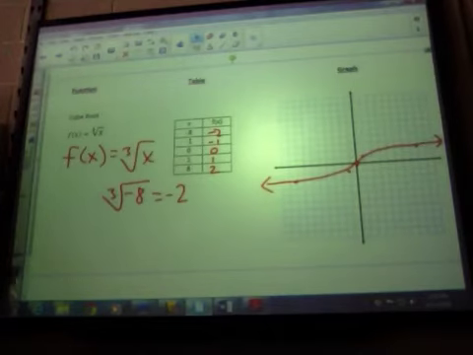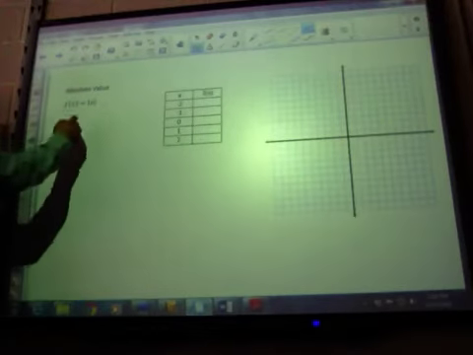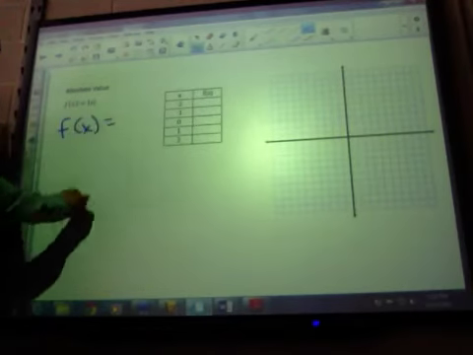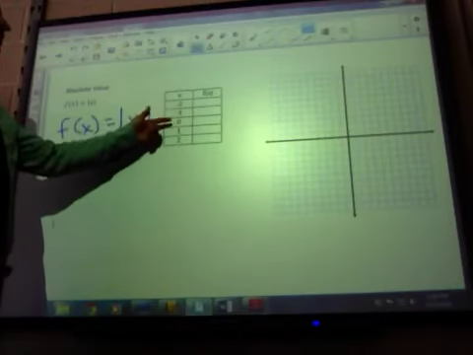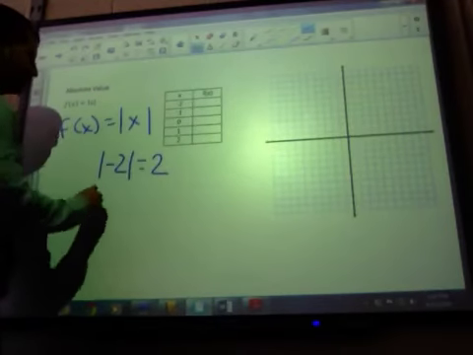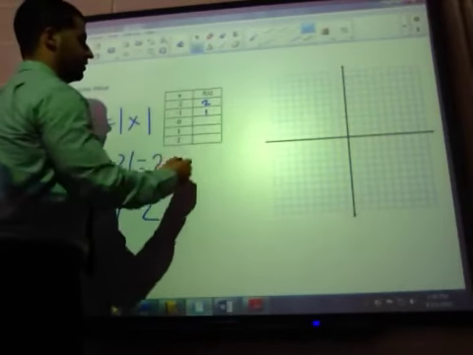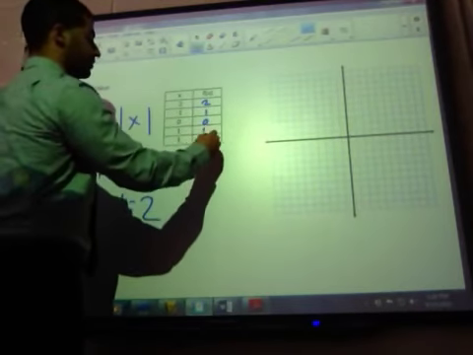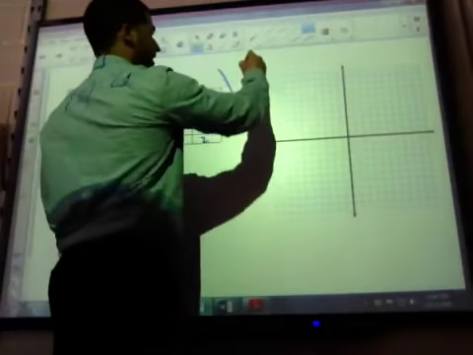So the last parent function we'll look at here is the absolute value one. As you may or may not know, whatever number you put into the absolute value sign will come out positive. It's the distance from 0. So in our table, negative 2, negative 1, 0, 1, 2, you put in any number, it's going to come out positive. So negative 2 is 2, negative 1 is 1, 0 is 0, 1 is 1, and 2 is 2. If you put in negative 1,000, it's the same as 1,000 because they're the same distance from 0. This is going to be a V-shaped graph.